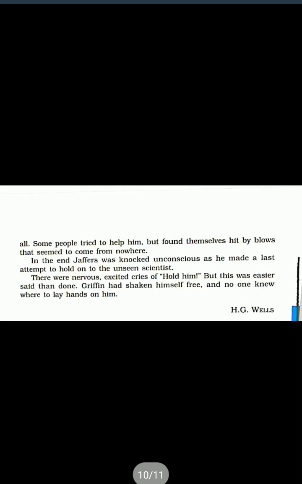So, my dear children, this was the summary of the chapter Footprints Without Feet.